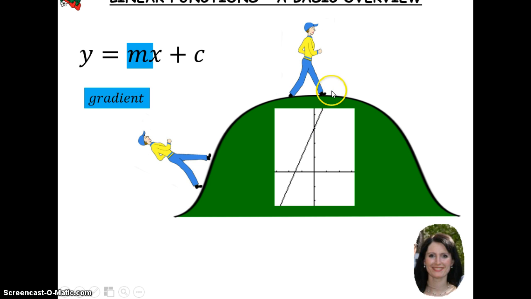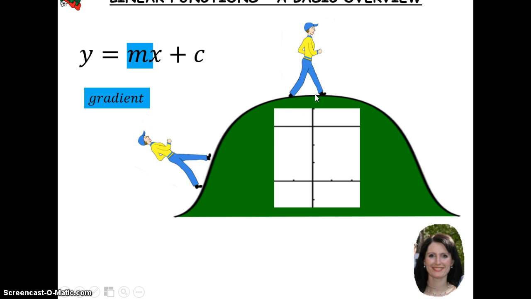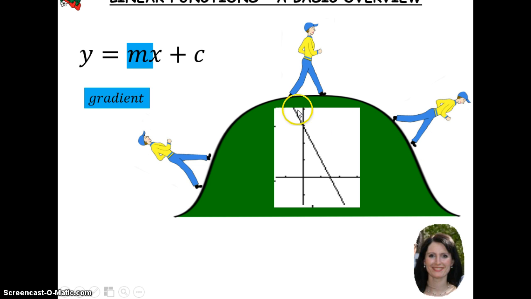Just say you're at the top of the hill and it's flat. So you're not going up and you're not going down. That's a zero gradient, and it's represented by a straight line which cuts the y-axis but is parallel to the x-axis. Finally, if you're walking down the hill, you can see that the slope is therefore going downwards from left to right. That's a negative gradient.